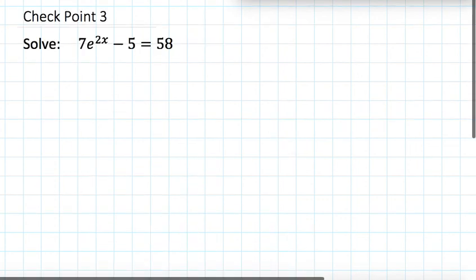So next you should try checkpoint problem number 3. Do this in your notes, check your answer, and then move on to the homework for this section.